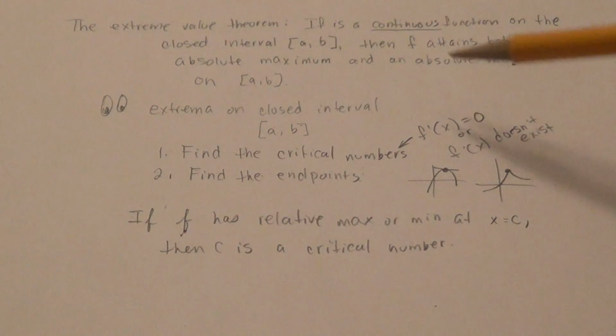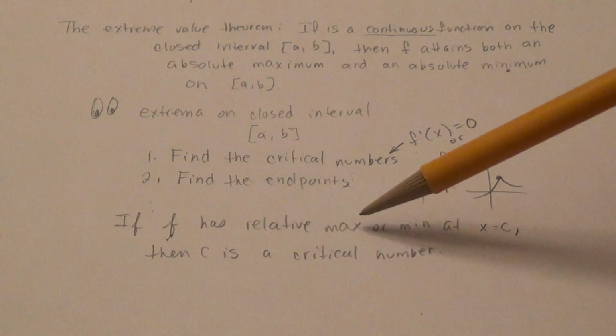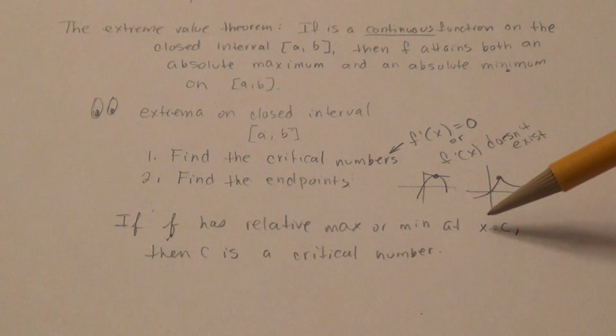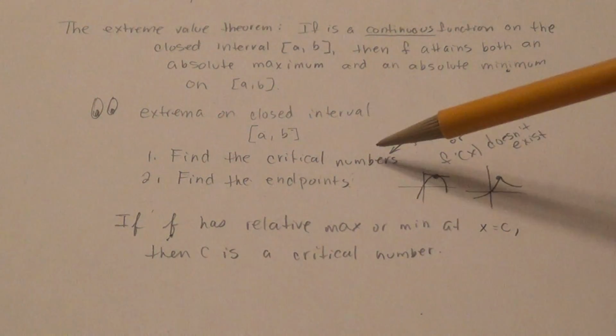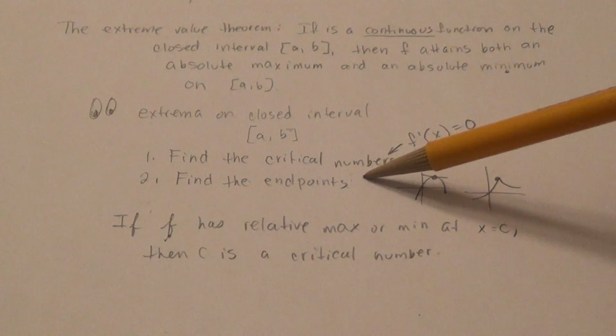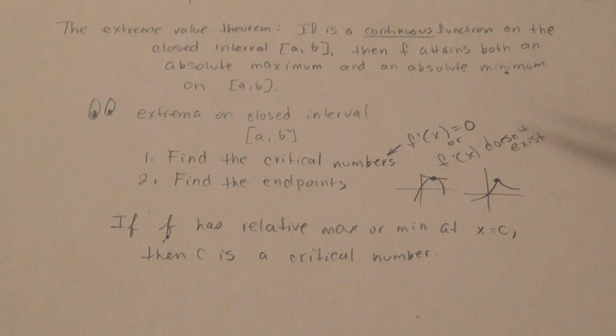And again, we'll conclude if the function has a relative max or min at x equals c, then c is a critical number. So that's why we're taking these spots and looking for them. All right, we'll put that together tomorrow with some problems. So for now, you mull on that, digest it, chew on it, dream about it, and I'll see you tomorrow.